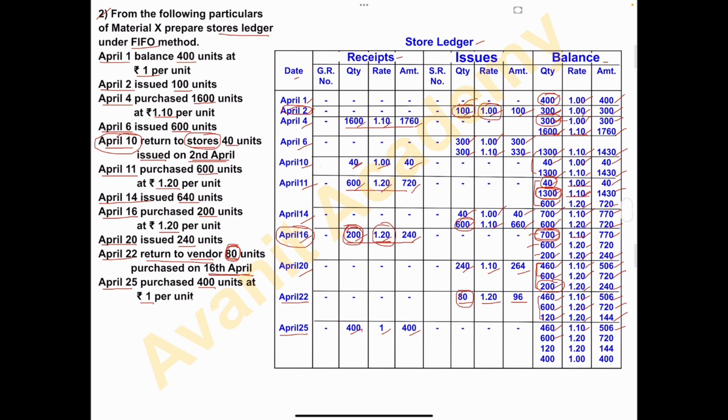That is 600, 1.20, 720, 120, 1.20, and the amount is 144. Now add the recent purchase. That is 400 units at rupee 1 and the amount is 400.